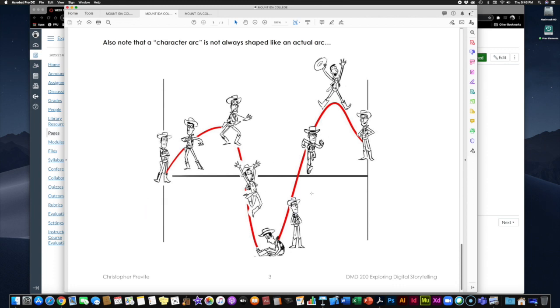If you look at this graphic here of Woody from Toy Story, you'll note that the horizontal line in the middle represents an even keel, right? He's neither really active on the uphill, as it were, nor is he on the downhill. His life is just fine. He's satisfied. He's comfortable. So here he is, just leaning against the wall, and he looks pretty cool.